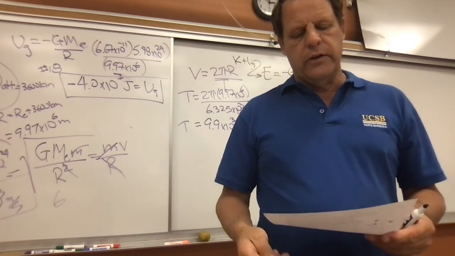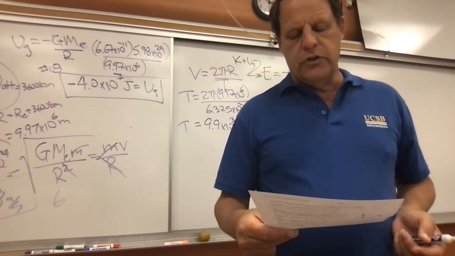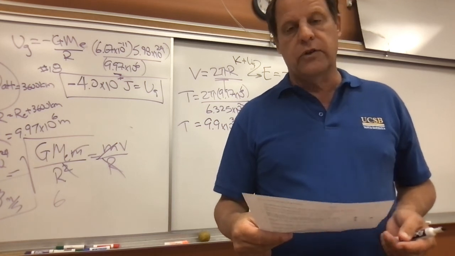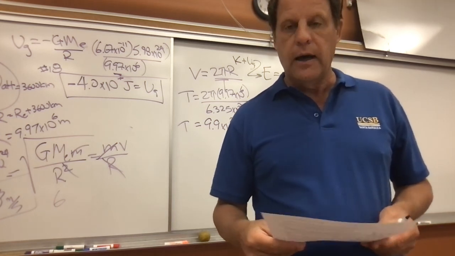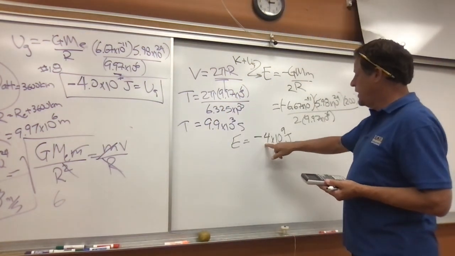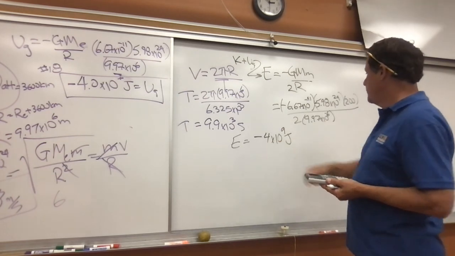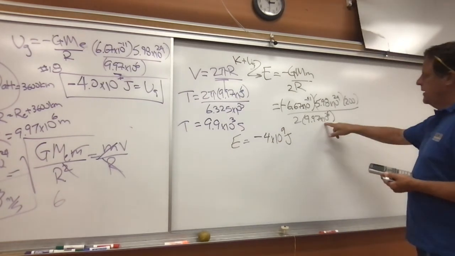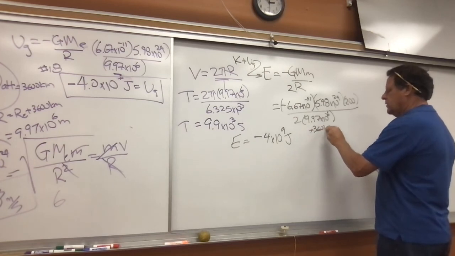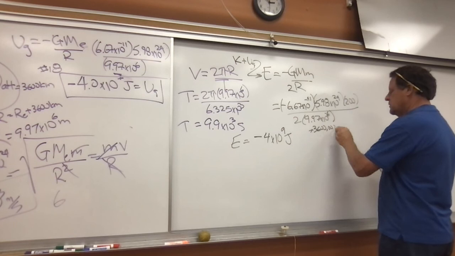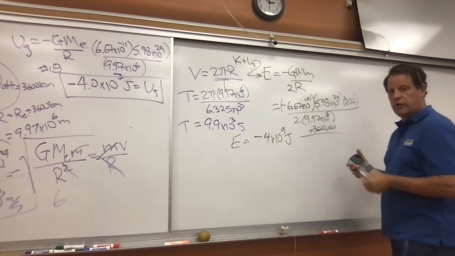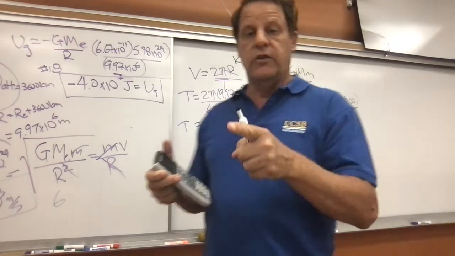So, calculate the minimum energy needed to change the altitude from 3,600 to 7,200 kilometers. All right, so now we know the energy at 3,600. So what we're going to do is add 3,600 kilometers to this, going from 36 to 72.